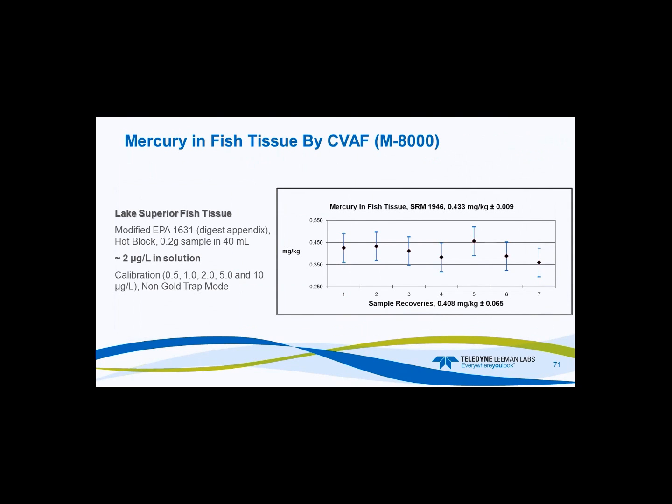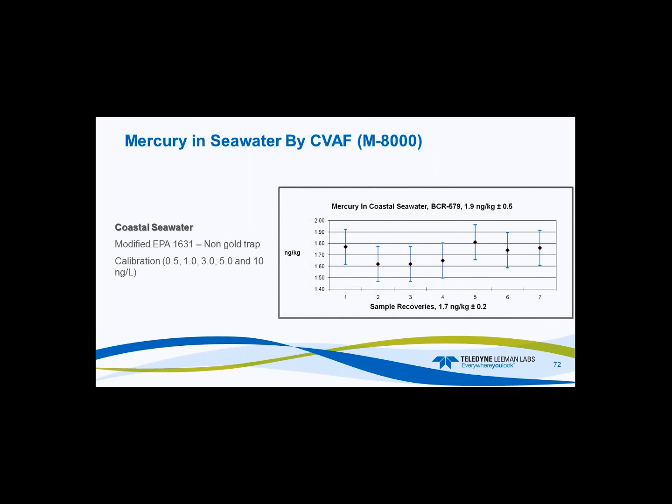Just some quick graphs here of typical data. So here's a Lake Superior fish tissue, 2 ppb in solution. The response was 4.33, and we achieved 4.08. So it's a little outside of the range, but the fish might have had some extra moisture or that we picked up something during the analysis. But this is just an example of some of the dynamic ranges.